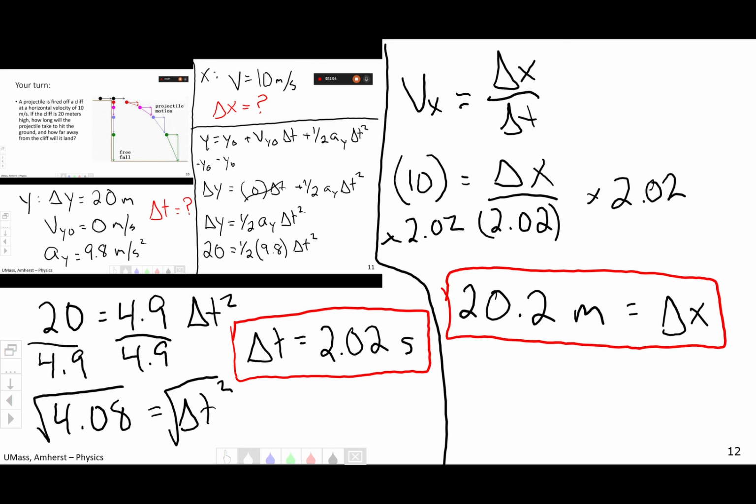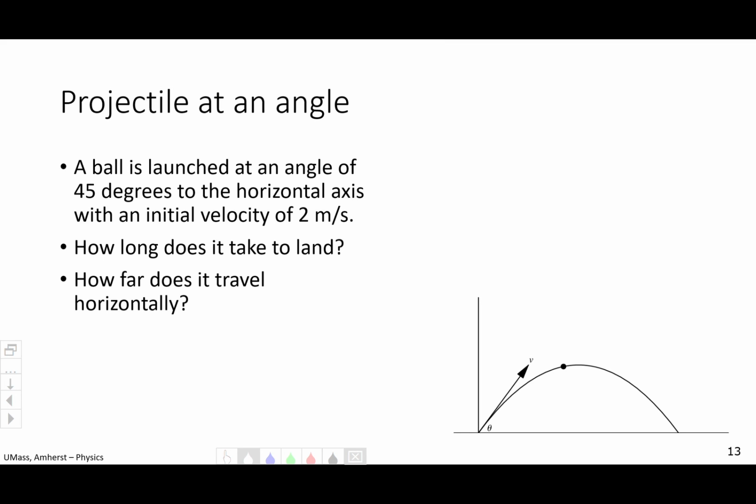All right, so hopefully you got that. If not, I hope you followed along and were able to understand what was going on here. Do feel free to contact me with questions, concerns, comments, etc. All right, now, this is a projectile at an angle problem.